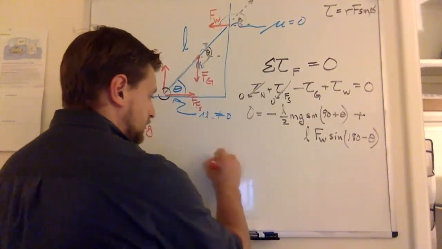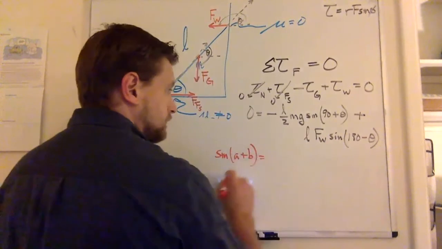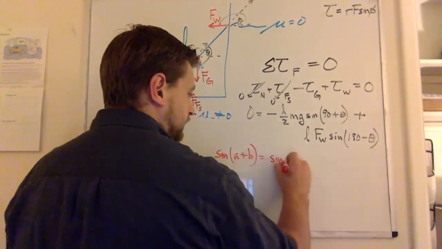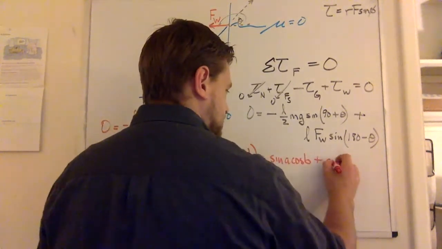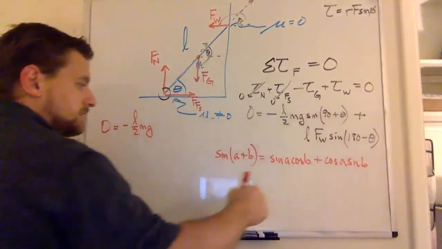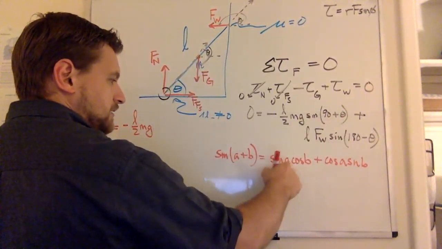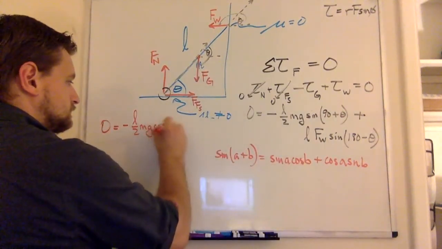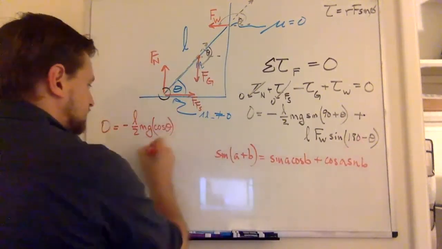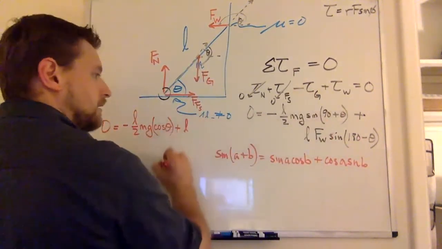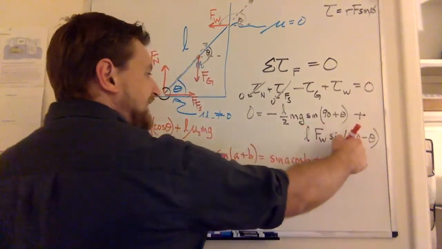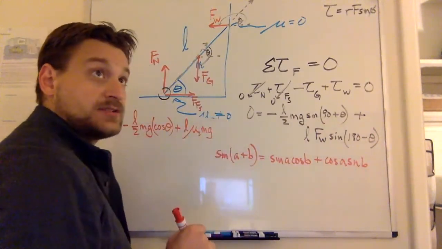Let's see, the sine of a sum is sine cosine plus cosine sine the other way. So sine of 90 plus theta is sine of 90 cosine theta, plus cosine of 90 sine theta, but cosine of 90 is 0, so this term goes away. Plus L times the force from the wall, which we said was mu mg, times the sine of 180 degrees minus theta, which is actually just the sine of theta.